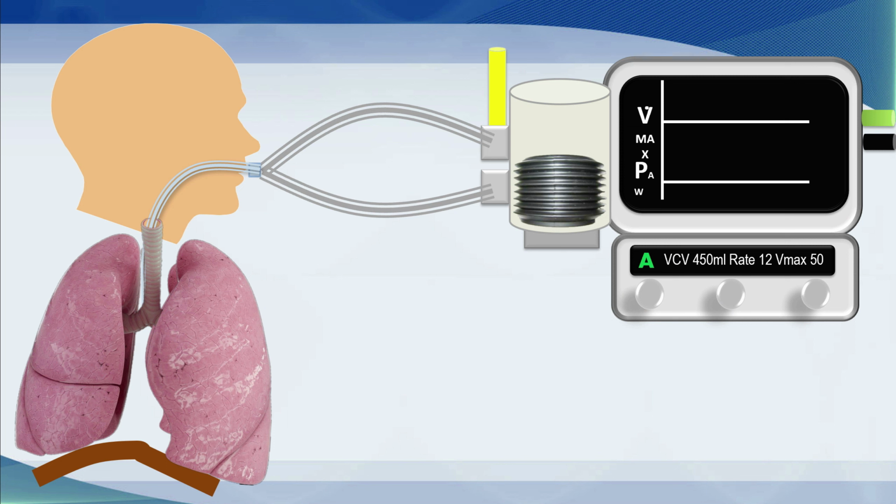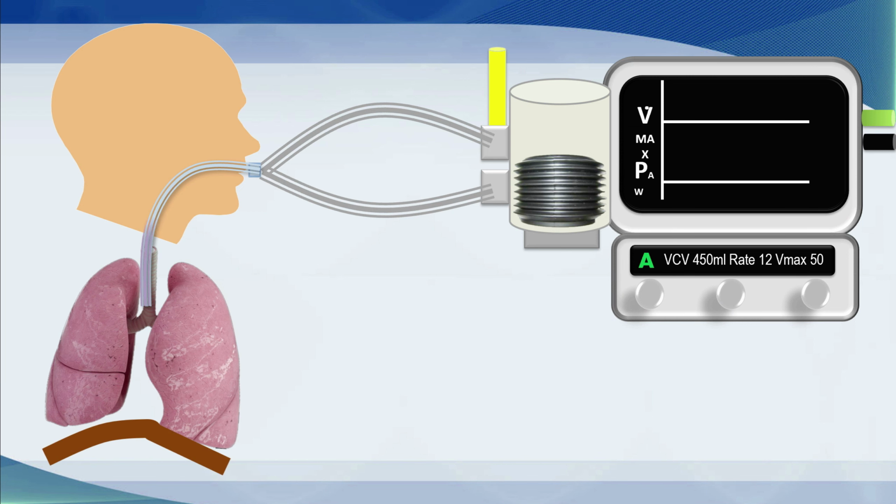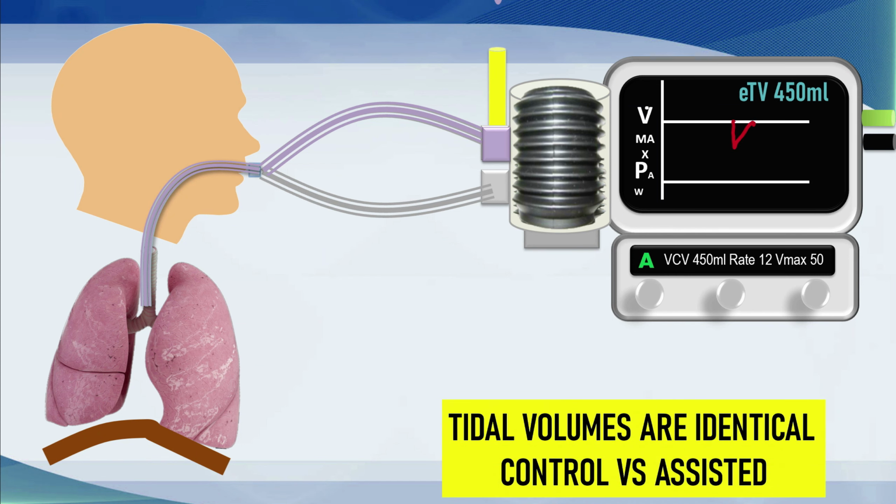Again, expiration is an entirely passive thing, and it is identical for an assisted breath versus a controlled breath. But here's the most important thing about volume controlled ventilation. If you're on volume controlled ventilation, whether it's assist control or any other mode, the tidal volumes are identical on the controlled breaths versus the assisted breaths. The machine will only deliver the tidal volume that you have dialed up. The rate of flow can be adjusted, but the tidal volume is the same.